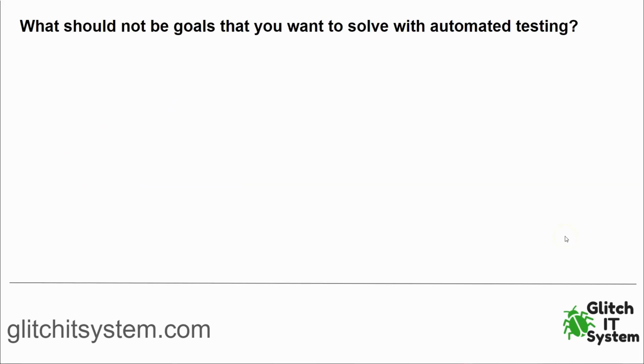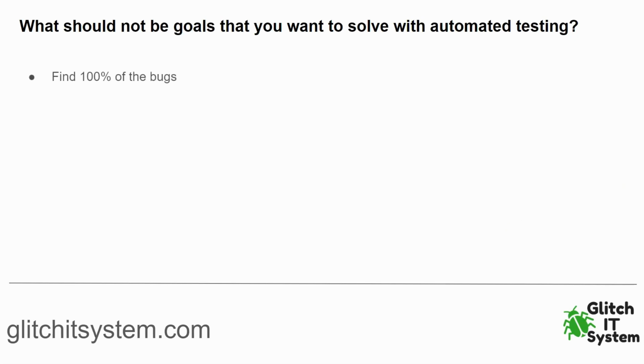So let's take a moment to think about what should not be the goals that you want to solve with automated testing. What things are not realistic when you're trying to plan out what you want to test. First thing I mentioned here is find 100% of the bugs. So I think finding 100% of the bugs through testing is never going to be a realistic goal, whether it's through manual testing or through automated testing. The only way you can find 100% of the bugs is if you're able to create 100% of the test cases and execute 100% of the test cases.